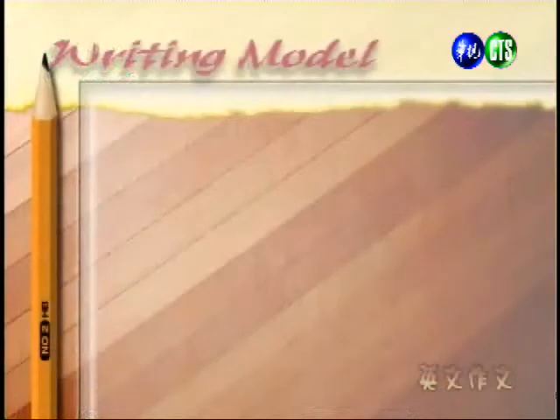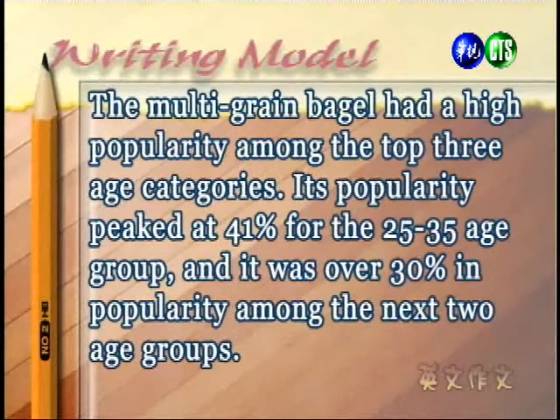All right, so now let's take a look at how we can describe the data trend for the multigrain bagel and for the garlic bagel. 好，那我们接下来来看看要怎么样去描述多种谷类贝果和大蒜贝果。All right, so here is what we originally wrote about the multigrain bagel. 好，以下这个段落，就是我们在写作范例中描述多种谷类贝果的地方。And it says the multigrain bagel had a high popularity among the top 3 age categories. Its popularity peaked at 41% for the 25 to 35 age group, and it was over 30% in popularity among the next 2 age groups.